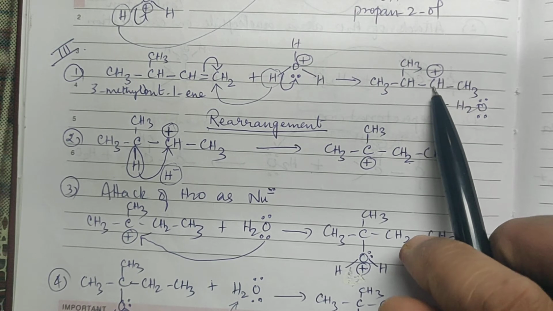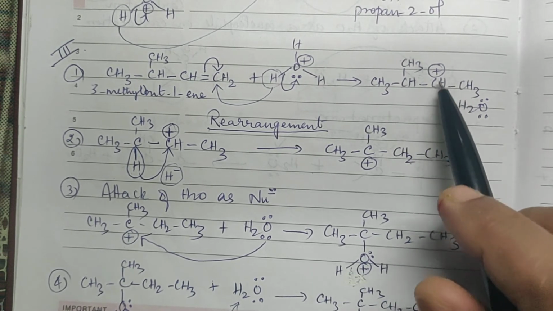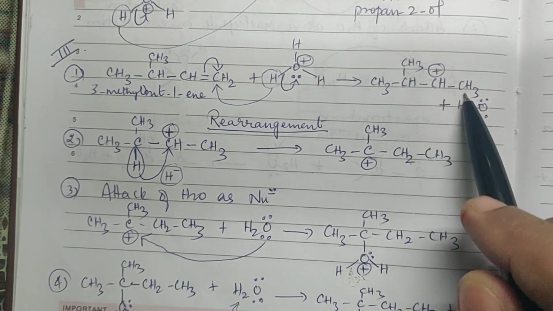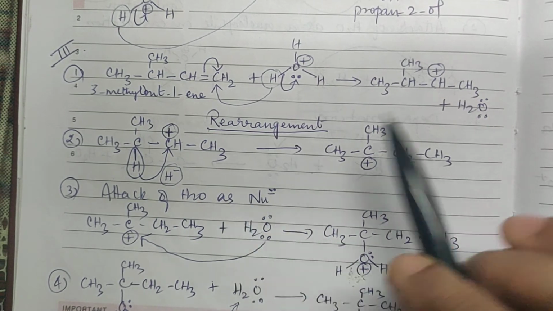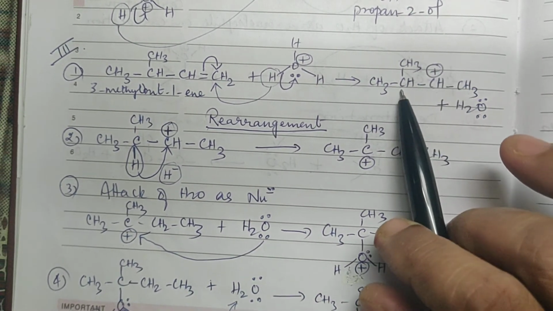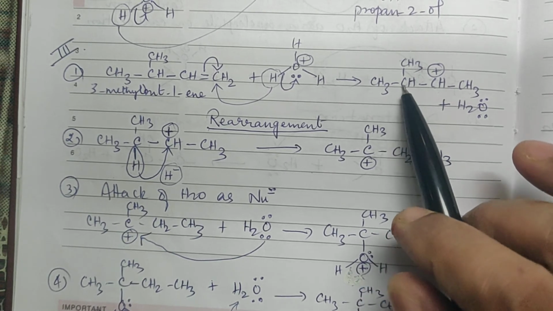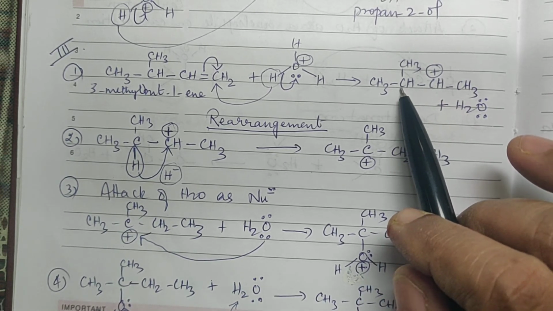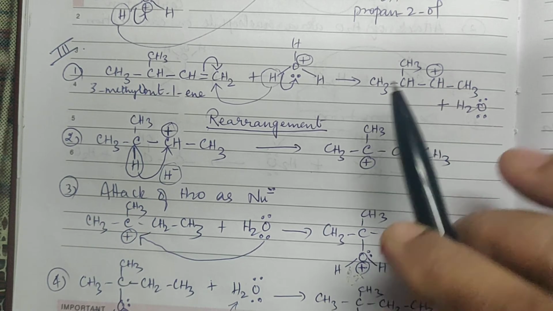Now this carbocation is secondary in nature because it is holding a positive charge on the carbon which is attached to two other carbons. Now this secondary carbocation will rearrange itself to form a tertiary carbocation because there is a tertiary carbon at the adjacent position. Now how it is formed, just see.